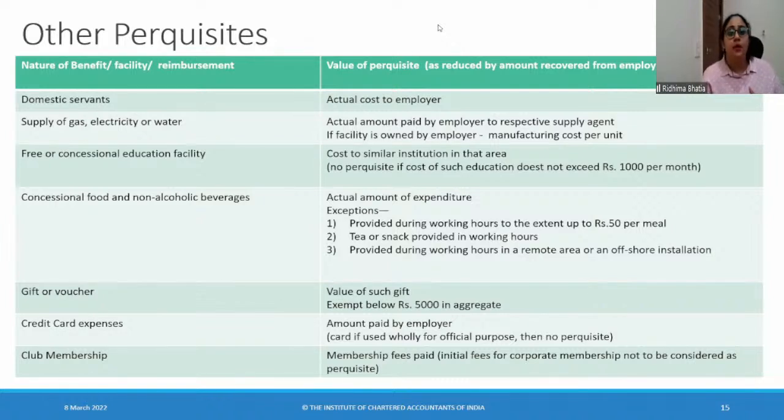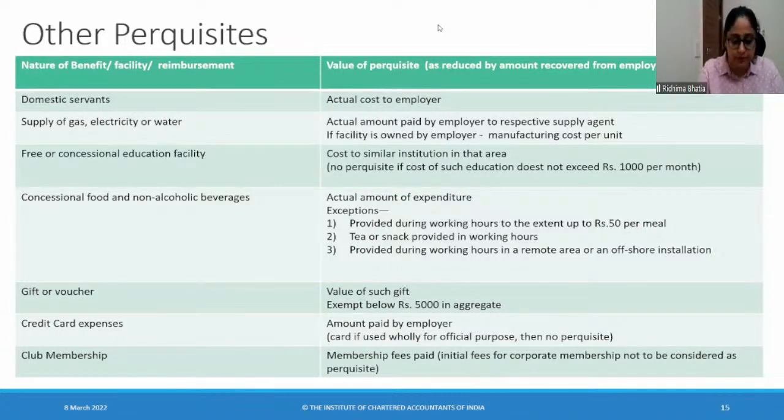Correct. Aapke ghar pe, at your home, whatever gas, electricity or water is coming is either provided by me, or I am bearing the cost of it. So whatever the cost of it I am bearing. Okay. Free or concessional educational facility.